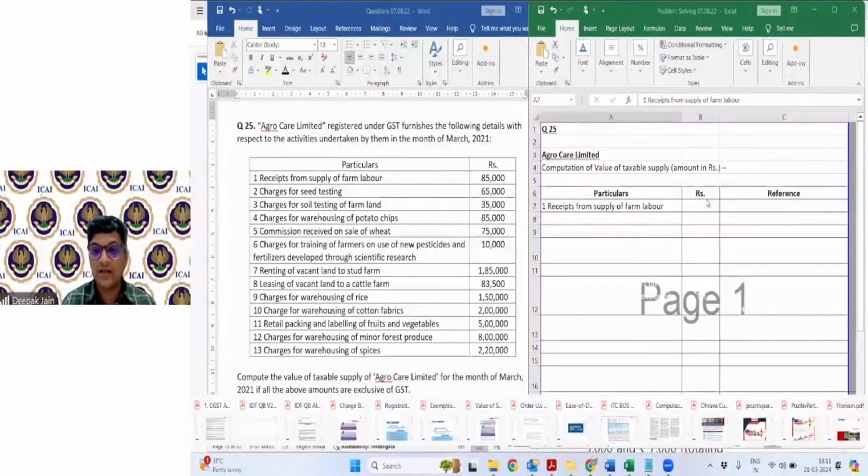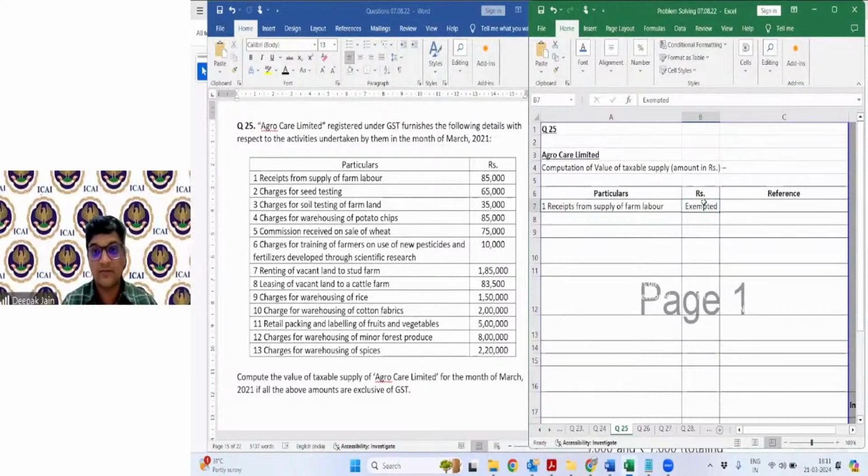It is not taxable, exempted. Correct. So it is exempted. Reference is just for your reference, I've given it. For everything, the reference would be same, that entry number 54 for agriculture produce, entry number 54 of notification number 12 of 2017. Should we remember this entry number? Not actually, but this is only given for your reference.